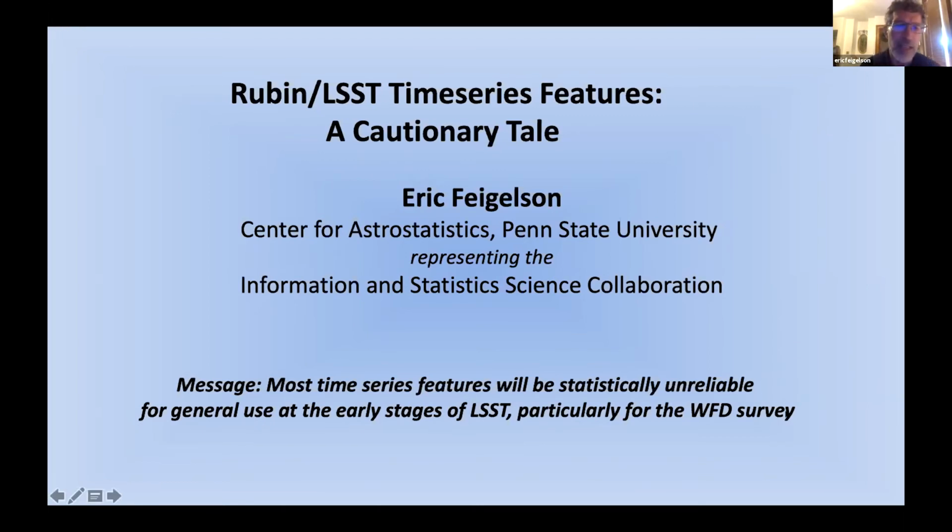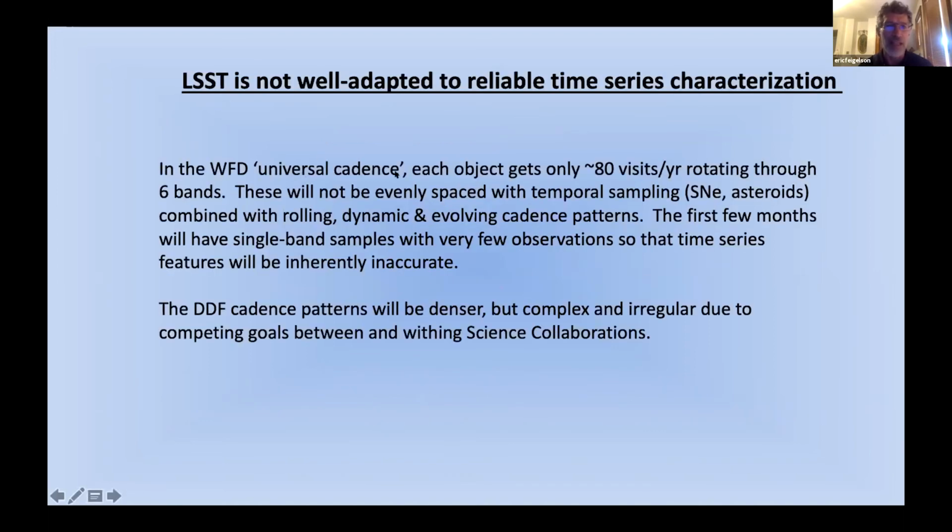But the point that I'm going to make is that most time series features of all types will be statistically unreliable for general use, maybe not for specific uses, at the early stages of the LSST mission, particularly for the wide fast deep survey. So my assumption is that the WFD will have more or less a universal cadence of 80 to 100 visits per year to a given object, but it'll be rotating through 6 bands. Now that's very important. If it's only rotating through 2 bands, things are much better. So this means that instead of 80 visits per year in a given band, you have only 12 or 16 or something like that.